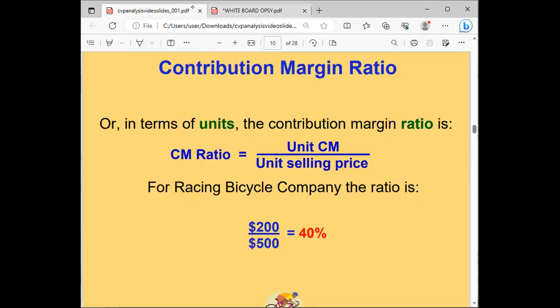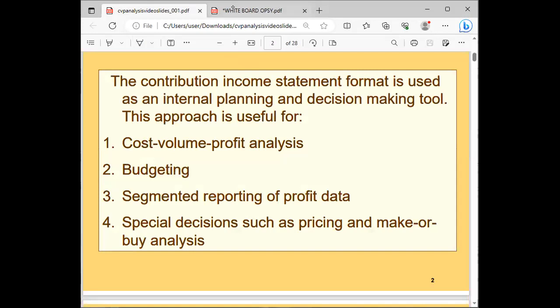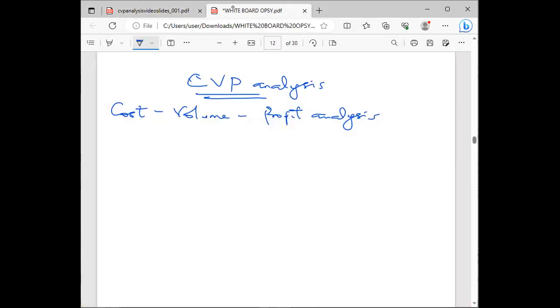I know we would have gone through the material here. It has to do with how cost, volume, and profit interact. That is, what is the relationship between cost and volume, and the impact it has on profit.